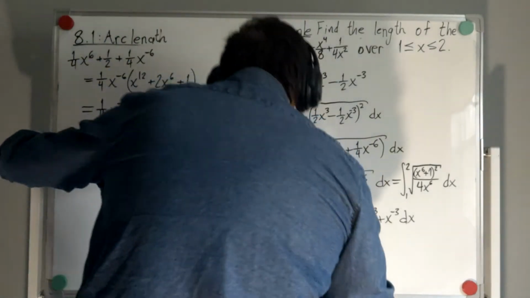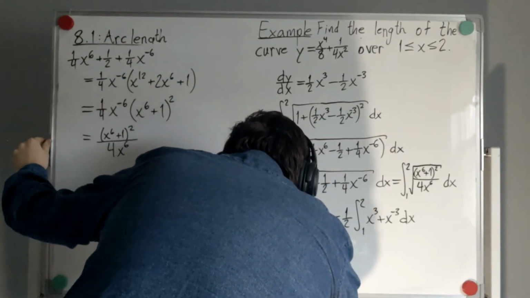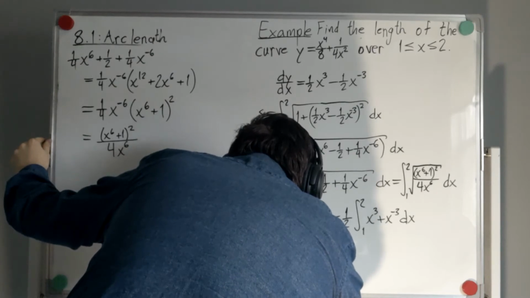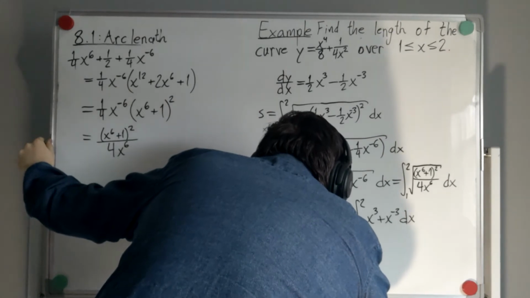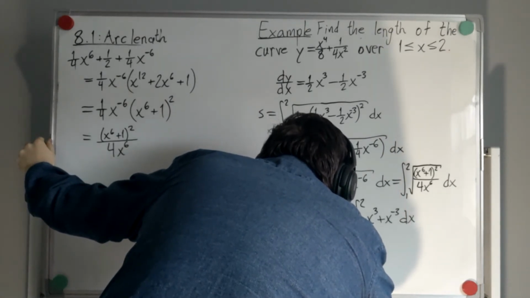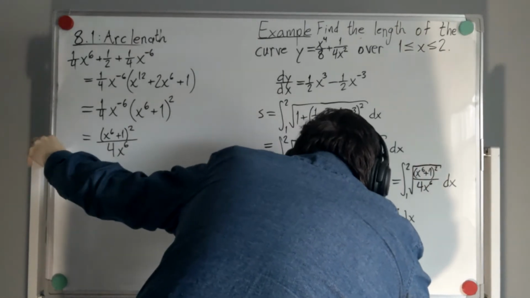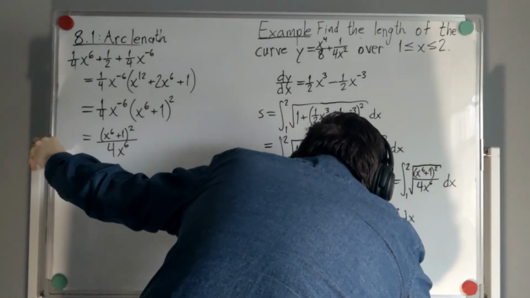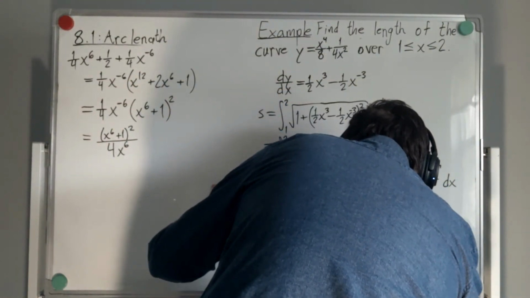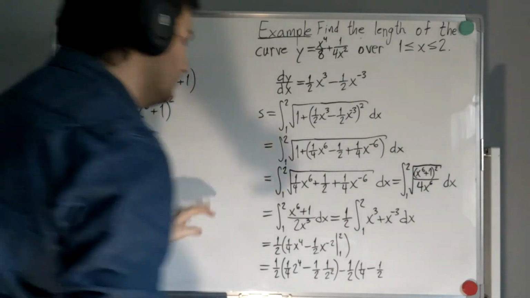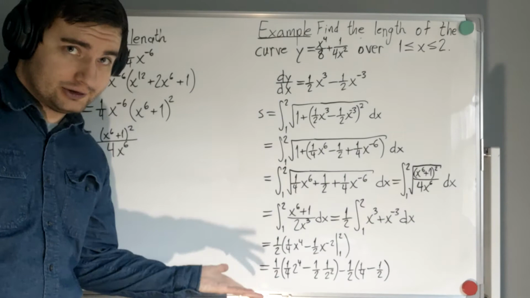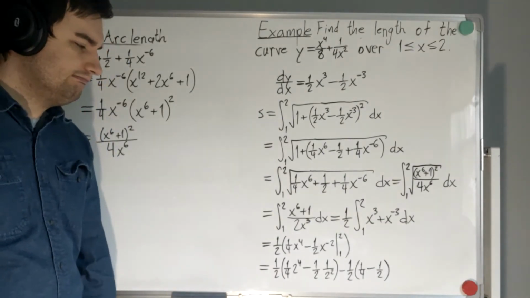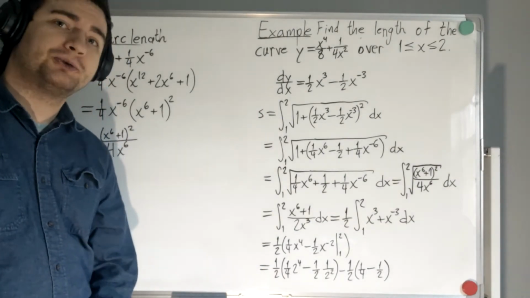This ends up being 1/2 times 1/4 times 2 to the 4th minus 1/2 times 1 over 2 squared, minus 1/2 times 1/4 times 1 to the 4th, which is just 1, minus 1/2 times 1 squared, which is 1, so it's this. And of course this can be simplified, but this is the answer, no matter how we choose to write it.